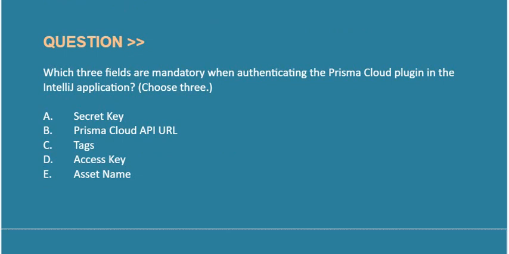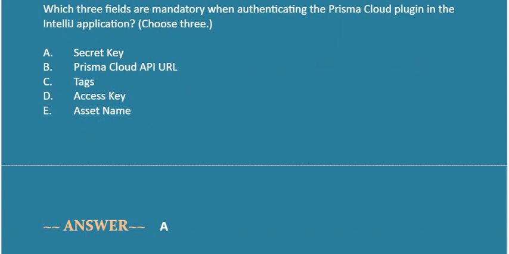Next question is, which three fields are mandatory when authenticating the Prisma Cloud plugin in the IntelliJ application? Choose three options. Option A. Secret key. Option B. Prisma Cloud API URL. Option C. Tags. Option D. Access key. Option E. Asset name. Correct answer is option A.